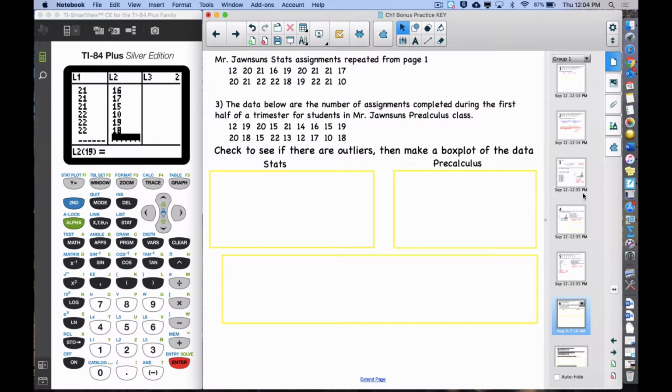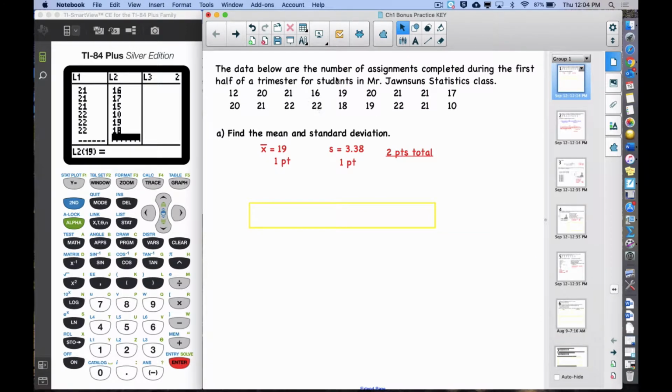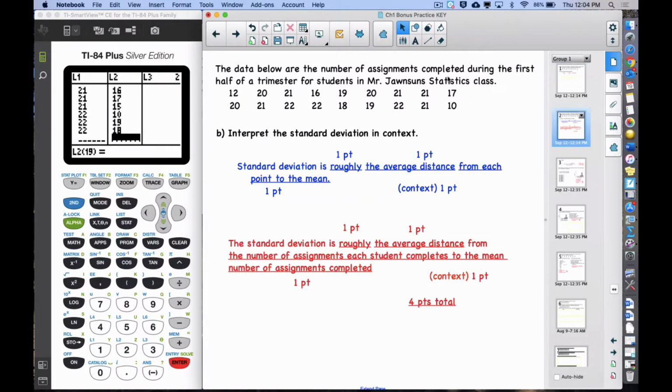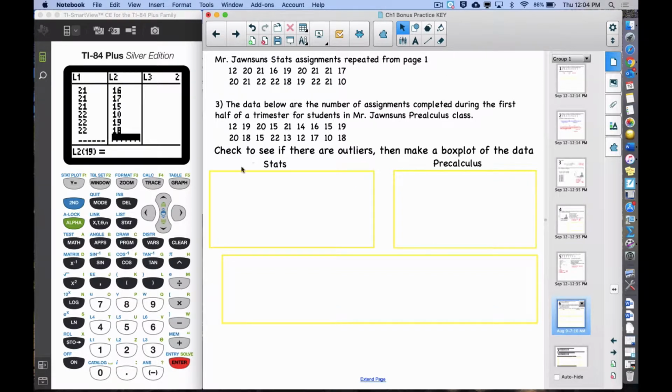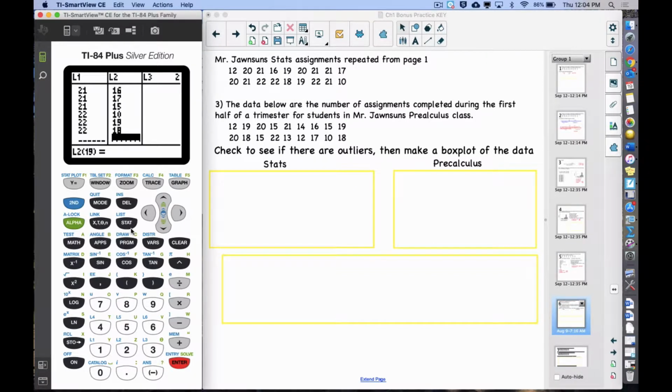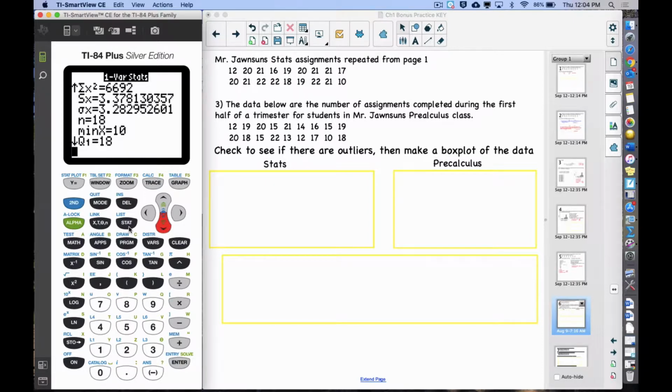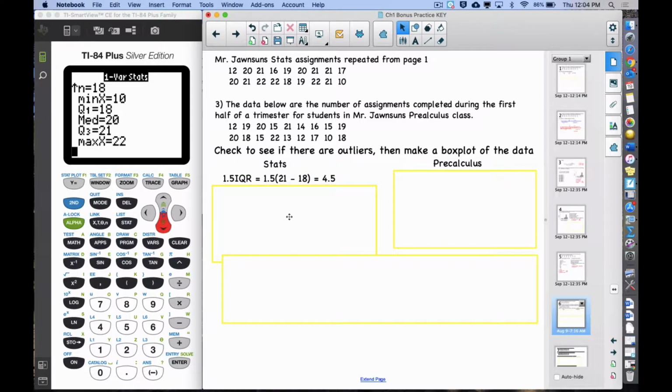First set of data is the same data we had at the very start for Mr. Johnson's statistics class. And basically all we need to do is do our one var stats with list 1. And I need to go all the way to the bottom because I need the quartiles. So the first thing I do is figure out 1.5 times IQR. IQR is just Q3 minus Q1, so 21 minus 18. So my 1.5 IQR is 4.5, and then I want to do Q1 minus that number.